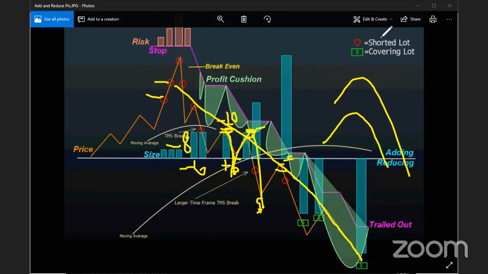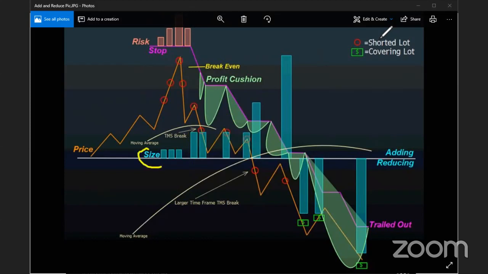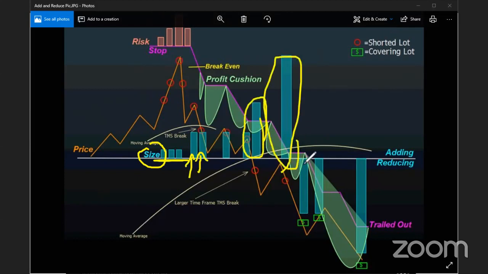So what I try to show on the size chart is you're starting your size small, and that way when you're wrong, you're wrong small. Your losers are small. And then when it breaks, you want to start to increase your size. And usually at the point when you have a cycle turn and you have a 5-minute and a 15-minute chart start to all be bearish and moving in the same direction, about in the middle of the trade, you should have most of your size.